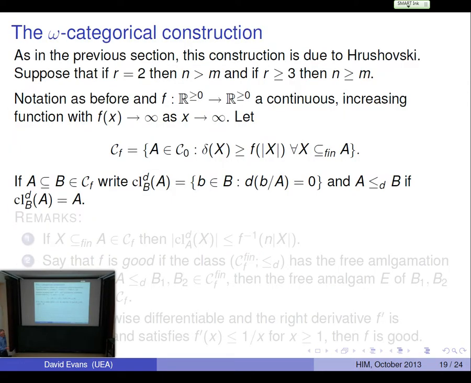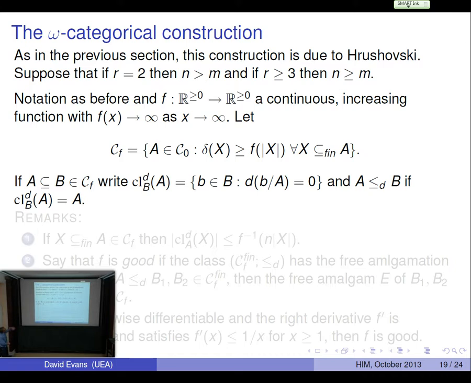But maybe you're not so interested in that example because it wasn't omega categorical or anything, and that's going too far away from what the meeting's about. So let me remind you of how you use this, what Hrushovski does to this construction to get omega categorical structures.